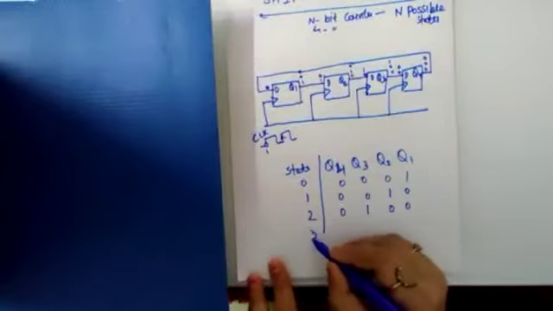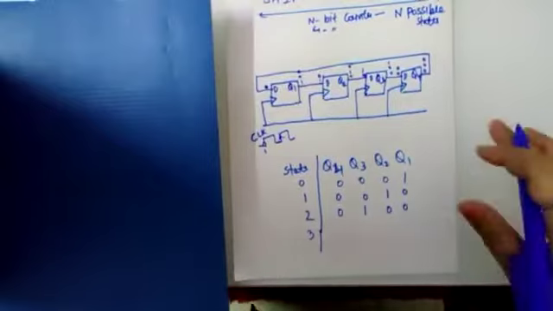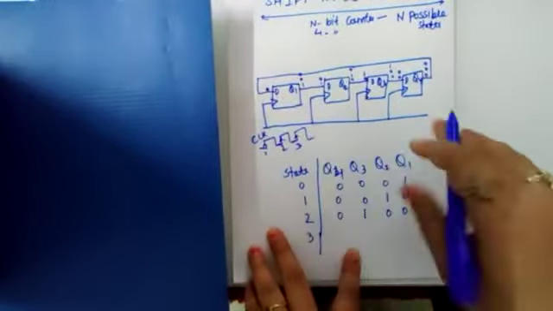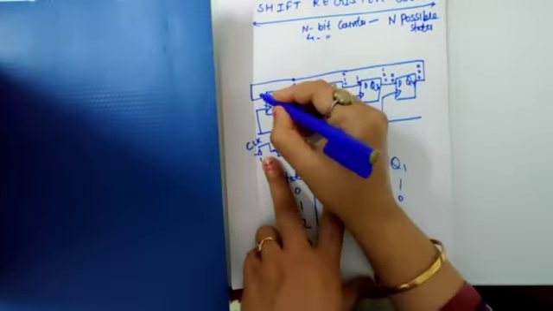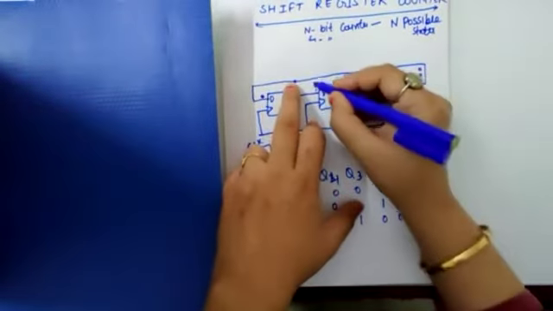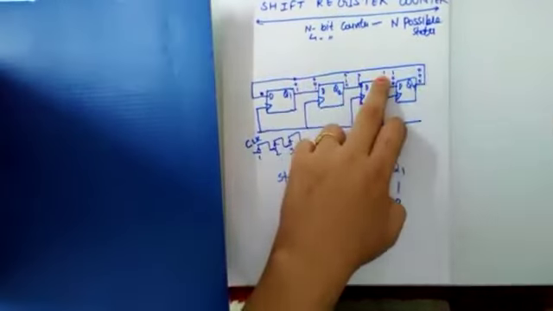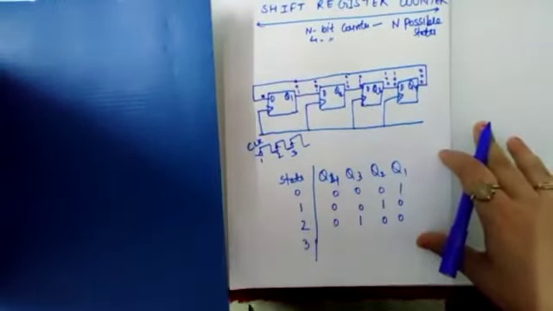Now we apply the third clock pulse. Again, before applying the clock pulse, we have to check the inputs. So what will happen again? 0 is the input for the first flip-flop. 0 is the input for the second flip-flop. 0 is the input for the third flip-flop. 1 is the input for the fourth flip-flop. Now we can apply the third clock pulse.